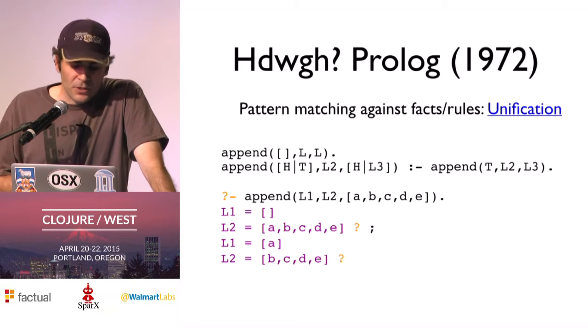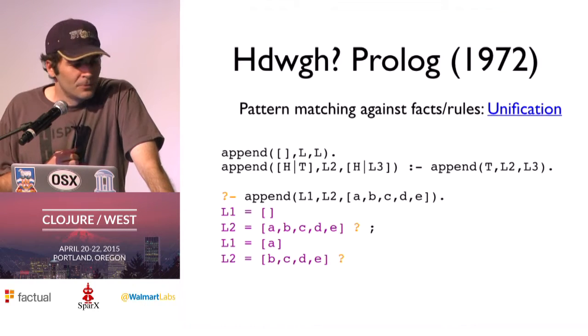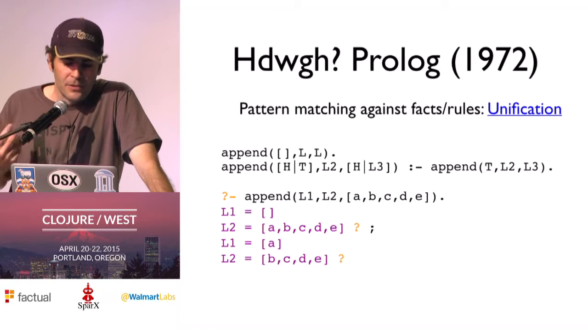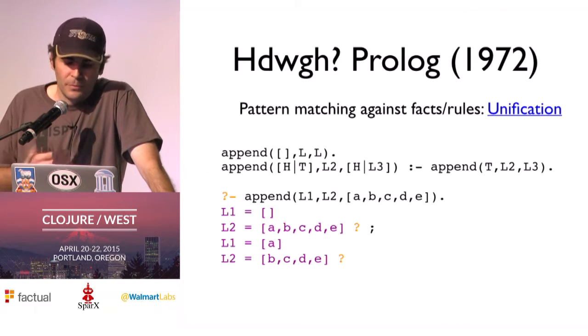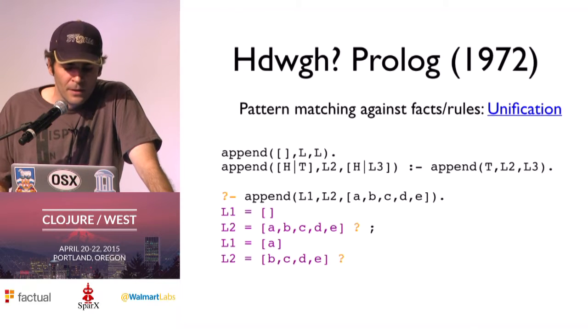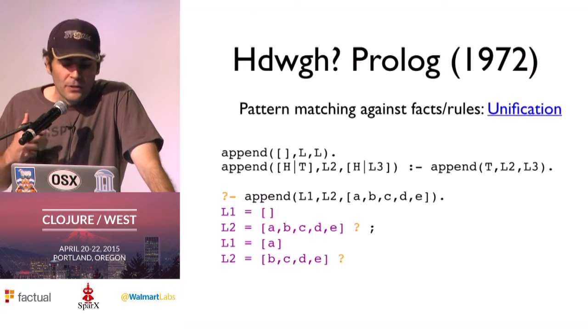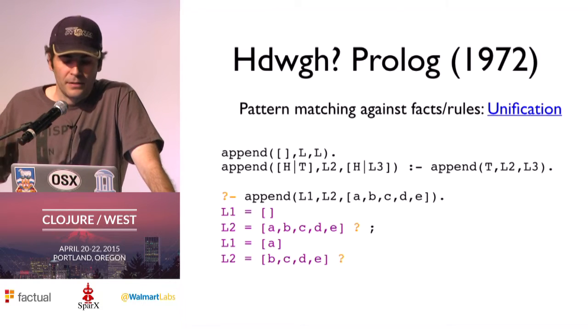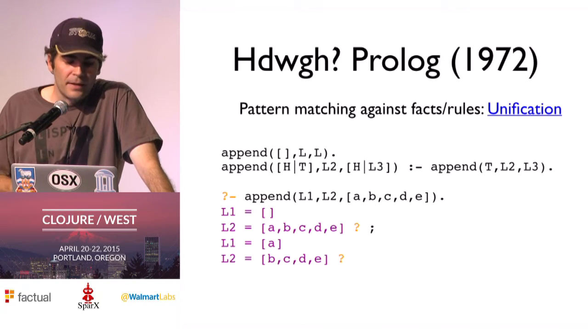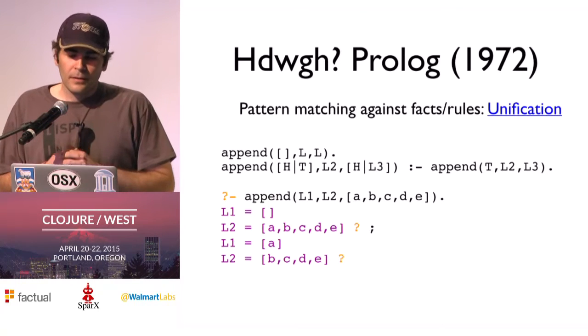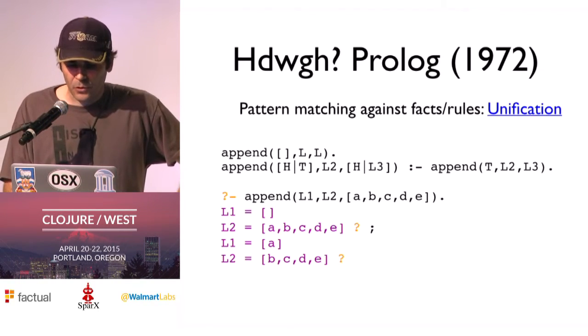We could start to ask it questions about sort of hypothetical universes. What could L1 and L2 be? And it tells us, well, L1 could be empty and L2 could be the whole string. And then this semicolon says, well, give us more. And it's going to backtrack, unbind some of those variables, and tell us, well, L1 could be A, and then L2 would have to be B, C, D, and E, right? So this is how this two-way pattern matching works in Prolog.